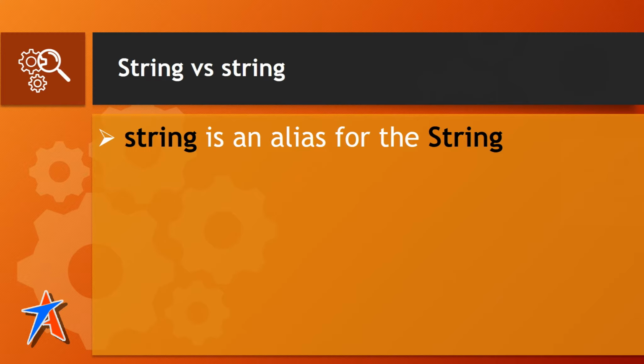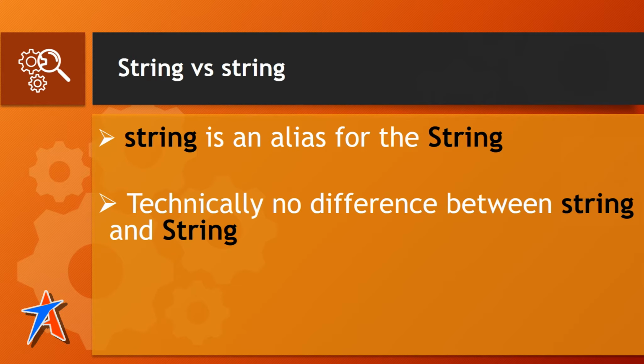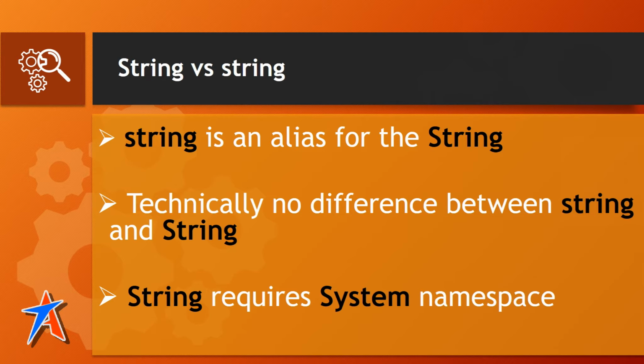In fact, every C Sharp type has an equivalent in .NET Framework. Another example can be int and long in C Sharp map to int32 and int64 in .NET Framework. So technically there is no difference between string keyword and string class. The only tiny difference is that if you use string class, you need to import the system namespace on top of your file, whereas you don't have to do this when you're using the string keyword.